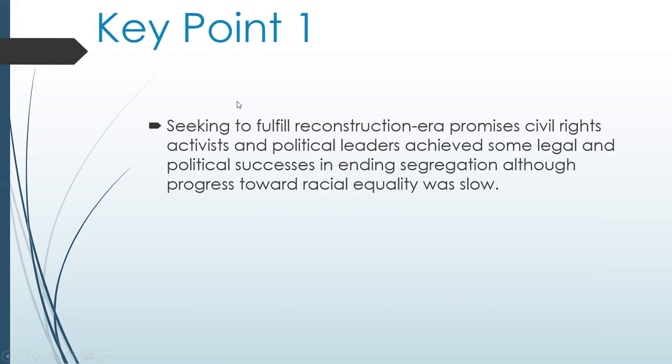First key point of the day, seeking to fulfill Reconstruction-era promises, civil rights activists and political leaders achieved some legal and political success in ending segregation, although progress towards racial equality was slow. And I want to add was extremely slow, especially in what parts of the US do you think? So, you know, there's a specific part I'm thinking of where racial progress or racial equality is going to progress very slowly. I'll give you a quick 2 minutes to get the key point down.